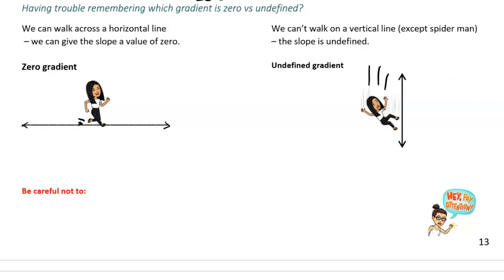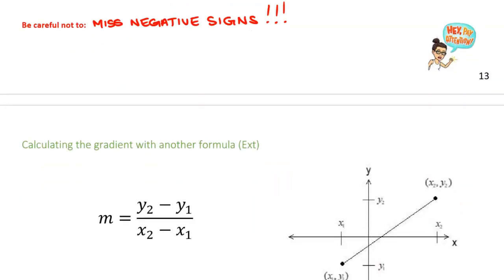So be careful not to miss negative signs. This looks like I'm writing a teacher's name, but I'm not. You know I'm going to give you a negative gradient question, and if you're not careful, you will miss it. So it's always important to think, is this a negative gradient?